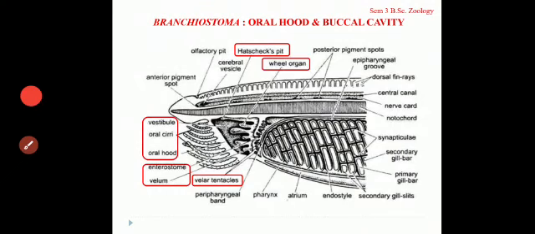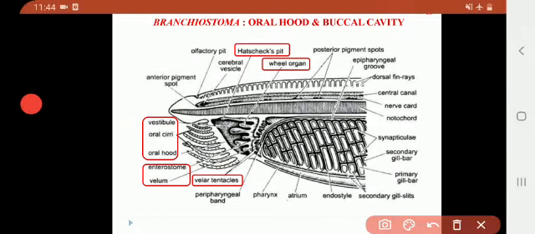Now we will see the detailed structure of the mouth and the oral hood, the buccal cavity, etc. Here the mouth is a large median aperture which is situated anteroventrally below the rostrum. I hope you remember what the rostrum is, isn't it? This part of the body is referred to as the rostrum, and the mouth is present anteroventrally, on the ventral side of the rostrum, so it is situated over here.